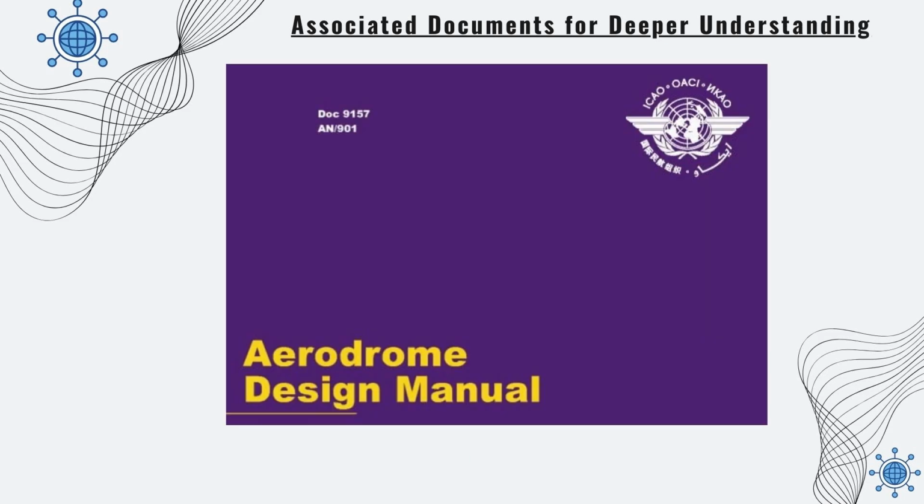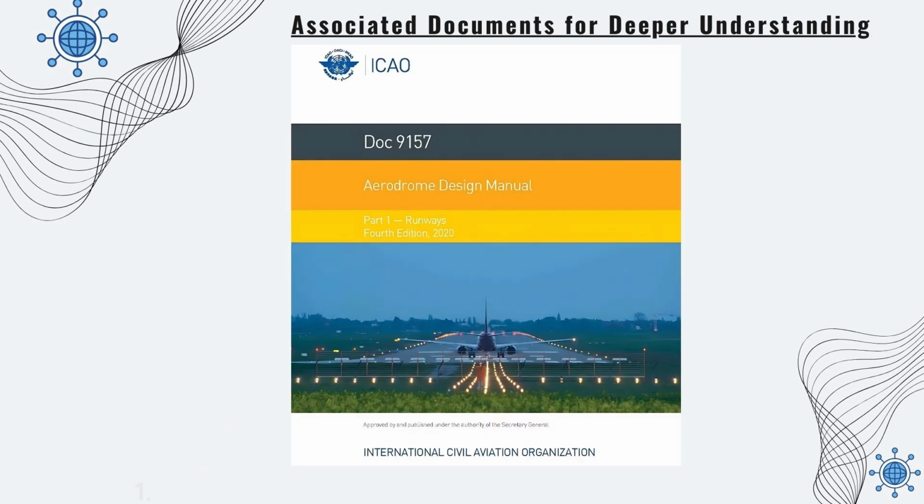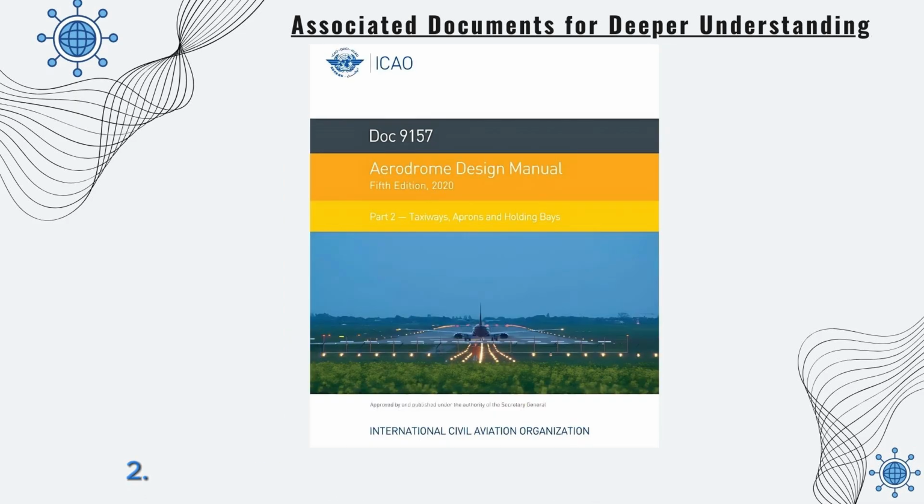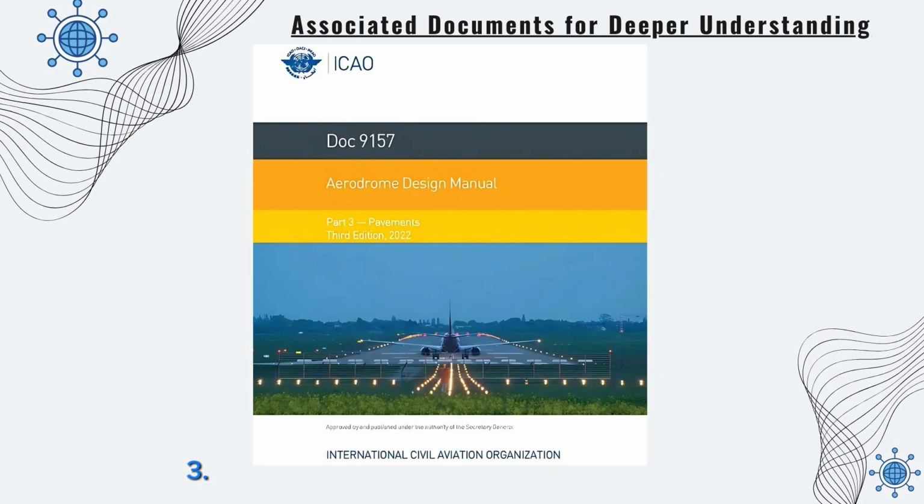Let's see the 6 docs linked to the Aerodrome Design Manual, ADM. 1. ICAO Doc 9157, ADM Part 1, Runways. 2. ICAO Doc 9157, ADM Part 2, Taxiways, Aprons, and Holding Bays. 3. ICAO Doc 9157, ADM Part 3, Pavements.